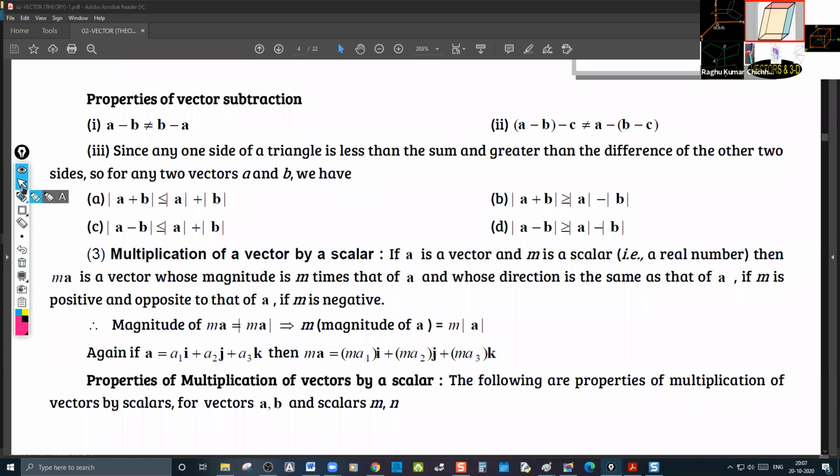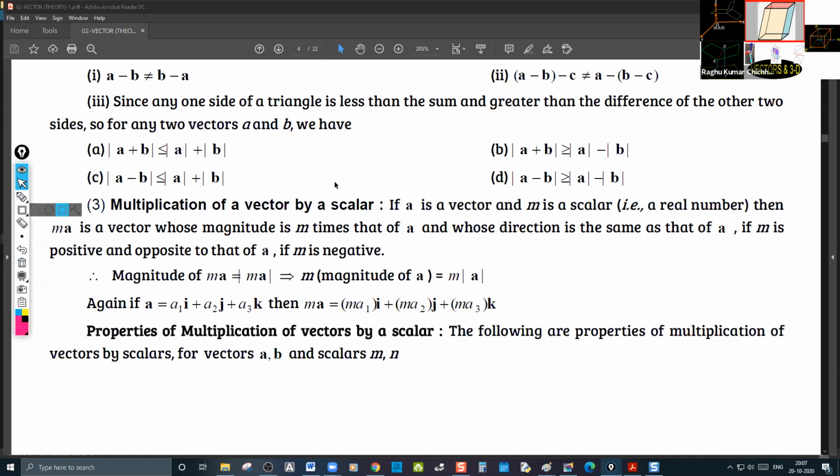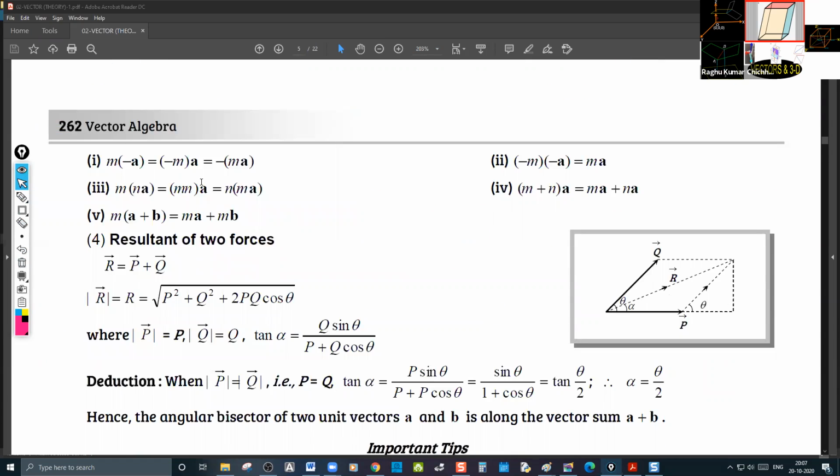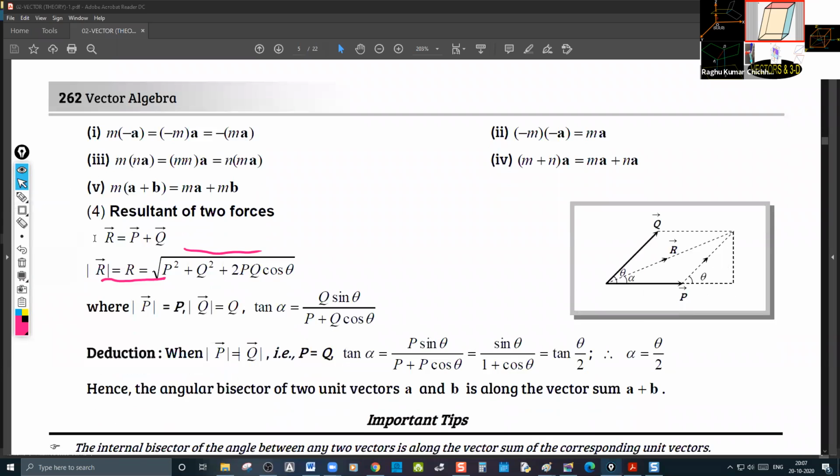So multiplication of a vector by a scalar is like this. Next, two vectors multiplied, you can understand that. We need not discuss more about that. Similarly, the resultant of two forces R bar is equal to P bar plus Q bar. Mod R bar is equal to root over P square plus Q square plus 2PQ cos theta. This is the parallelogram law of addition. I think you might have applied this in physics by now. Let us discuss more about this in the problems.